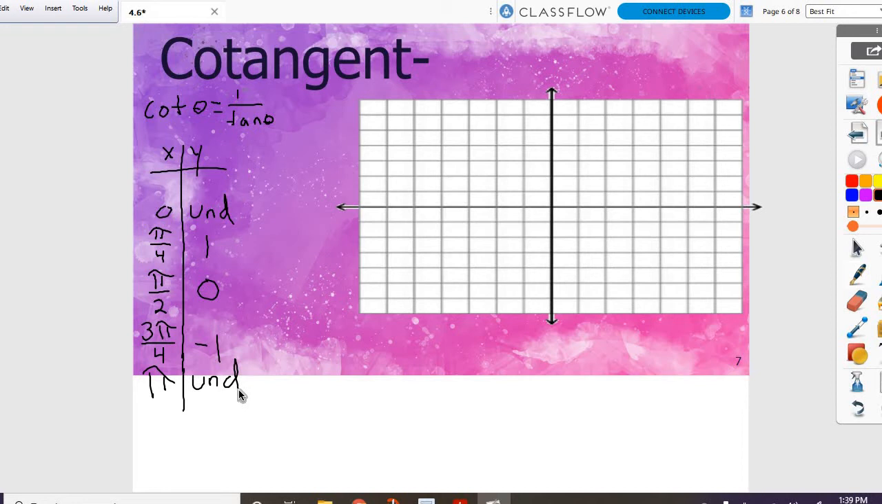Now, just like with our tangent graph, the period of this is going to be pi. So it will repeat itself every pi instead. And the graph is going to look very similar. So notice that I have undefined spots, just like I did on my tangent. So just like with my tangent, those spots are going to be asymptotes.